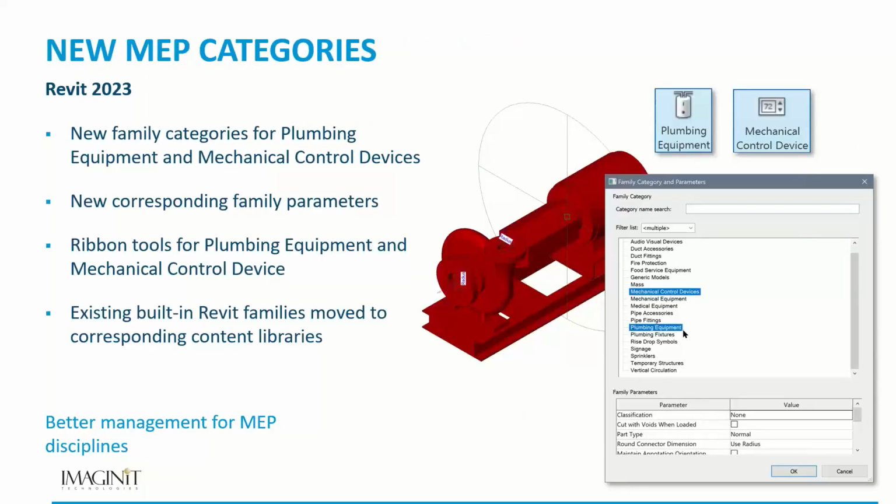For MEP, we've added a couple more categories here. This is an answer to user requests or wish lists that we had a little more versatility. They have added the mechanical control devices and plumbing equipment. So out of the box from 2023, these categories have already been built into the existing content libraries so that we can use that. So we now have a lot more versatility in the MEP categories.